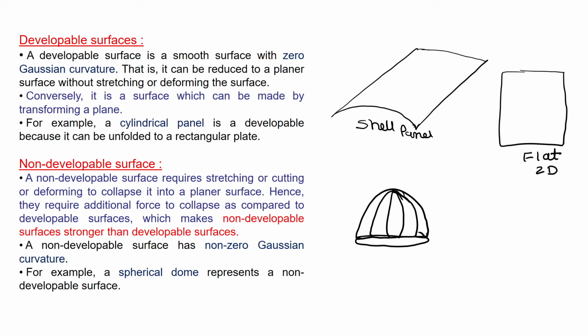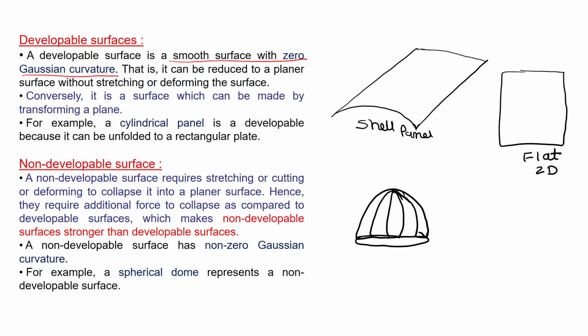Then we can classify based on developability. Generally, a surface is said to be developable if it has zero Gaussian curvature. It means that the surface can be reduced to a planar surface without stretching or deforming it. Like in engineering drawing courses, we used to teach how to develop surfaces. Basically, singly curved surfaces are generally developable surfaces.